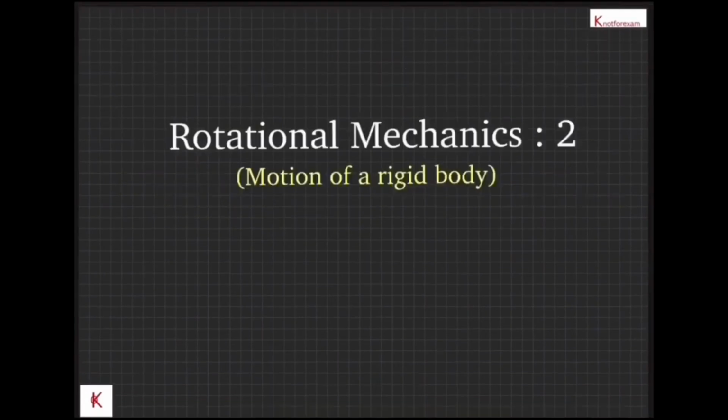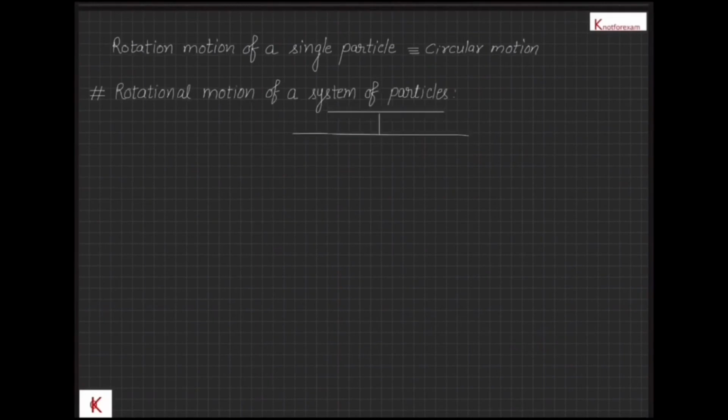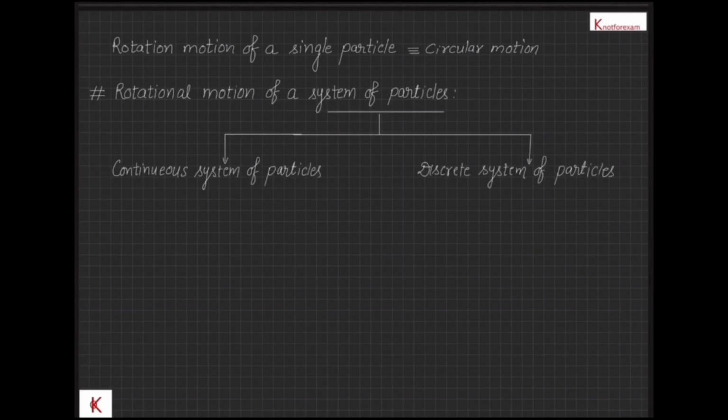So we are going to talk about motion of a rigid body. You already know that rotation motion of a single particle is circular motion of a single particle. Then what about rotational motion of a system of particles? So let's first talk about system of particles. System of particles may be classified in two types. One is continuous system of particles and other is discrete system of particles.